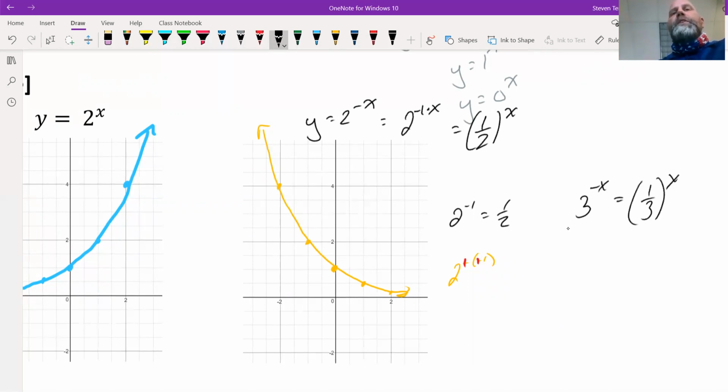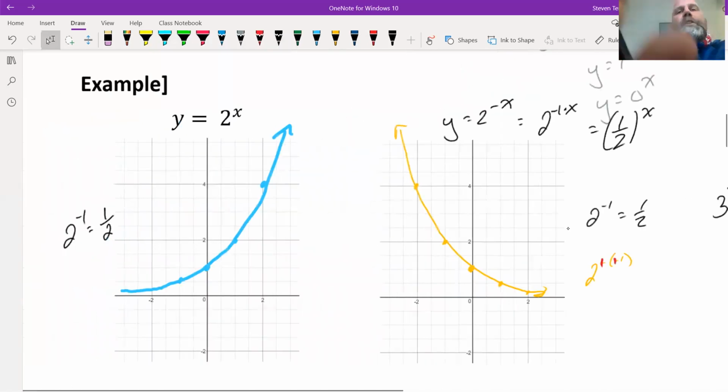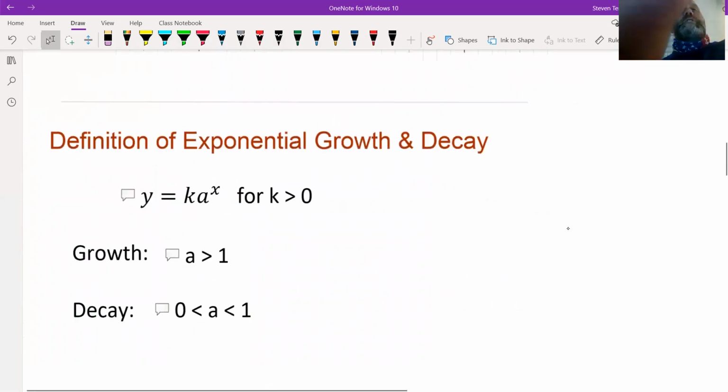Okay, I'm going to stop this video here, and I'm going to continue with the next tutorial with the definition of growth and decay.